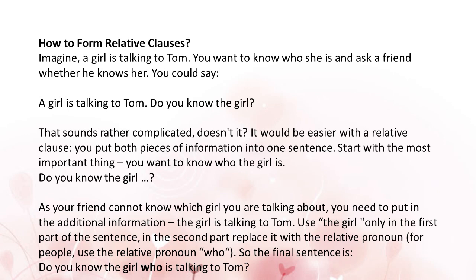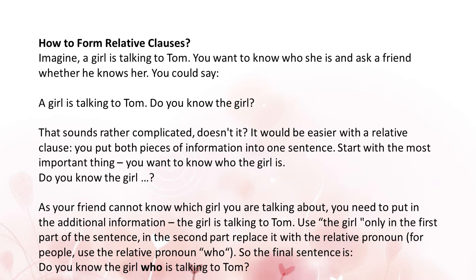So, to make it easier for you, we'll start with the thing that you are asking about. Here in this sentence, you are asking about the girl. You want to know who the girl is that Tom is talking to. So you can start easily: Do you know the girl? One time. You don't have to mention the girl two times. And this is the point of using the relative clause.